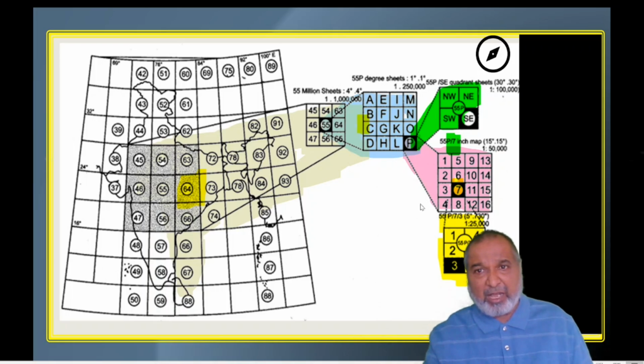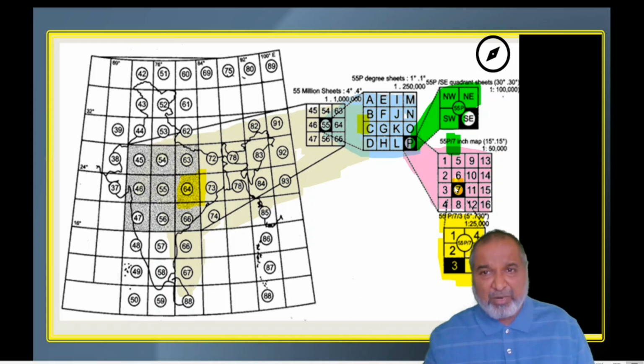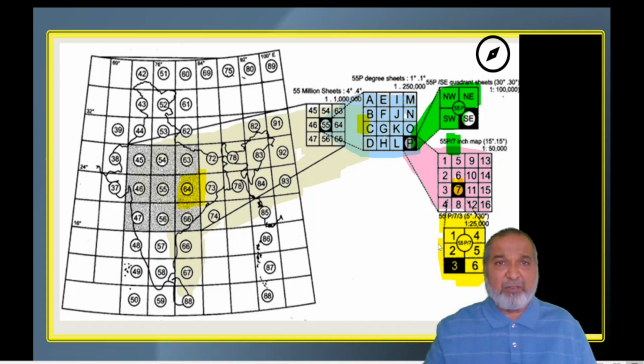55, P, and now there is 7. I am going to consider the 7 one. So this is the way the numbering will be given to the map. Again, if you want to enlarge, again 1, 2, 3, 4, 5, 6. So this is the way the numbering will be given to the map, and you have to find out which area you want a map, and you have to take out the map, or you have to purchase the map from the Survey of India.